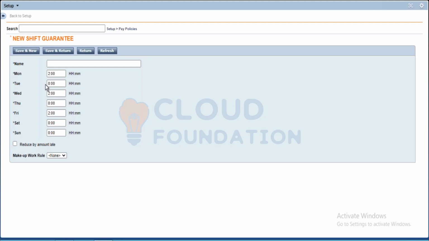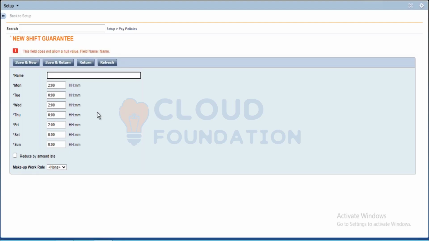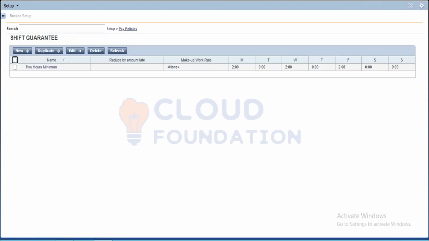So the basic definition is, you're going to pay employees even if they work very little time. Even if they work only 1 hour, they're going to get a guarantee of 2 hours on Monday. Similarly, even if they work only 1 hour on Wednesday, they're going to get a guarantee of 2. You can put 2 or 4 or for all the days, but it depends on the requirement. Okay, that is shift guarantee.